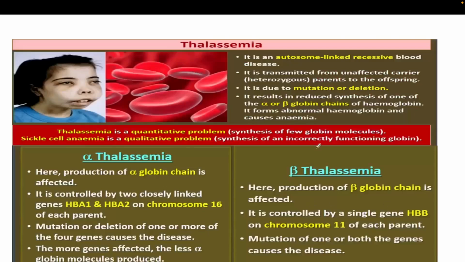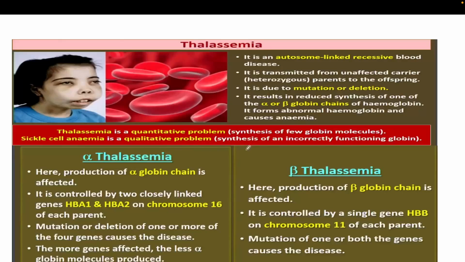Now there is another disease, that is thalassemia. It is an autosomal linked recessive disorder, and it is also related to the blood. It is transmitted from an unaffected carrier parent to the offspring. Thalassemia is a quantitative problem, with synthesis of few globin molecules, whereas in the case of sickle cell anemia it is a qualitative problem, because the synthesis results in an incorrectly functioning globin.